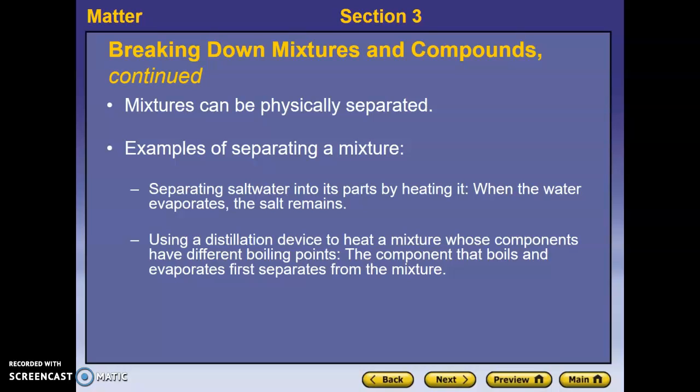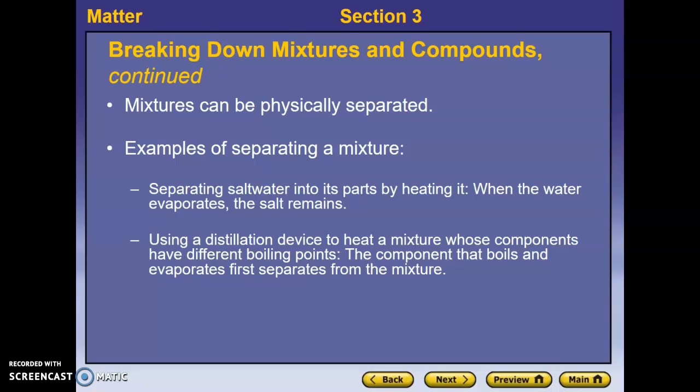The reason that the method works to separate the alcohol from the water that it is mixed with is because water boils at a higher temperature than alcohol does. So if we put a mixture of alcohol and water over heat, and we raise the temperature to about 76 degrees Celsius, the alcohol will actually start to boil away. Well, we don't want to keep the water. We actually want to collect that alcohol as it boils away.